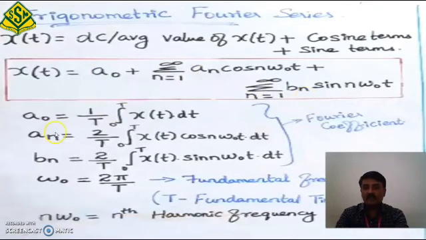We have a separate formula for a naught, a n and b n. And omega naught is the fundamental frequency in radians per second, which is represented by 2 pi by capital T, where T is the fundamental time period. So this is the formula for the Fourier series. You should understand and memorize this formula for the further problem analysis.